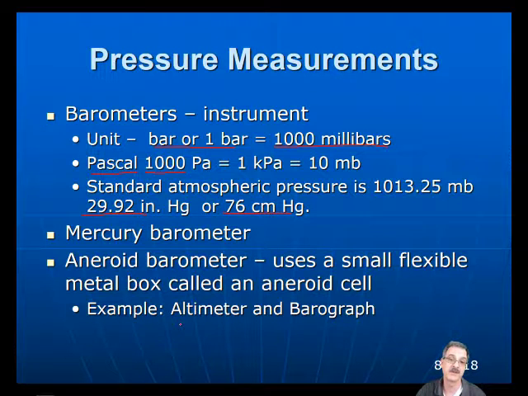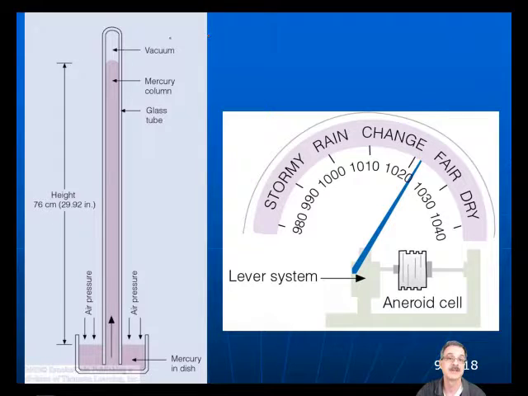Examples of these aneroid barometers are altimeters and what are called barographs. So what is a mercury barometer? This is a mercury barometer, and I believe I'll show you one in class also. Basically, you have some mercury in a pan, and there's a tube here, and as the air pressure outside pushes down on the pan, the mercury goes farther up the tube. So we measure the distance the mercury goes up the tube, and this would be the inches of mercury above the pan, or in this case, centimeters of mercury above the pan. And that gives us our standard pressure.